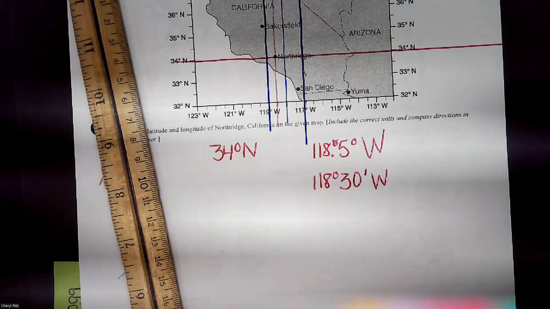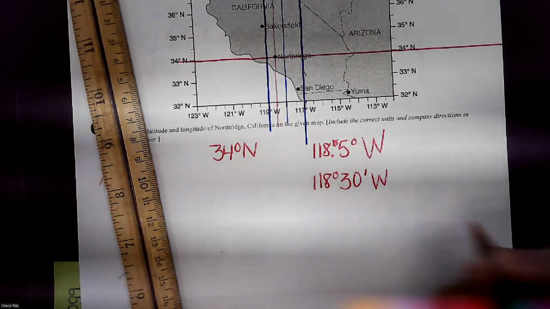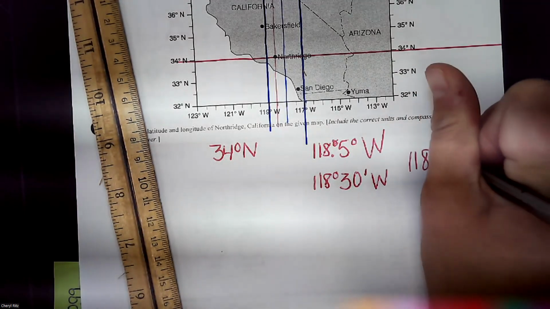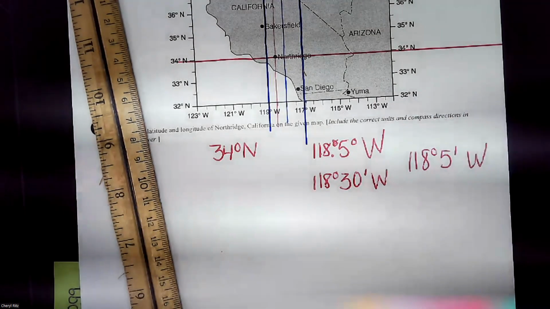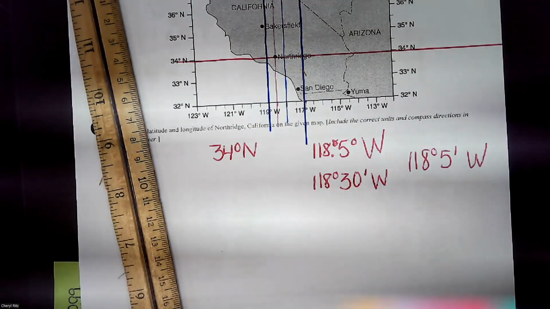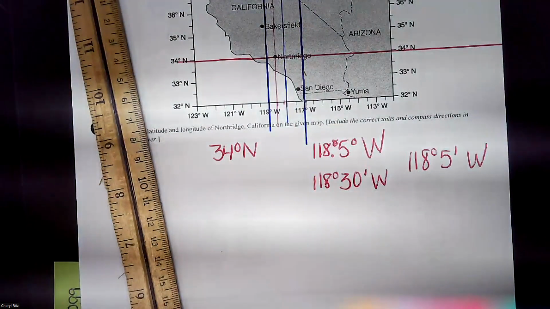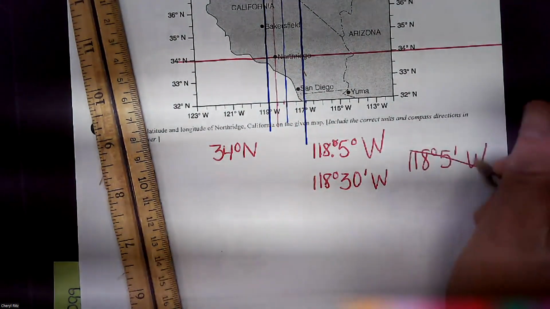So here's what was wrong. You can't combine these 2 labels. So here was one wrong answer I saw: 118 degrees 5 minutes. They were kind of trying to do 118.5, but they're not equivalent. That is telling me 5 minutes, which would have been just right here, just a little past the 118. So that was one wrong answer I saw.